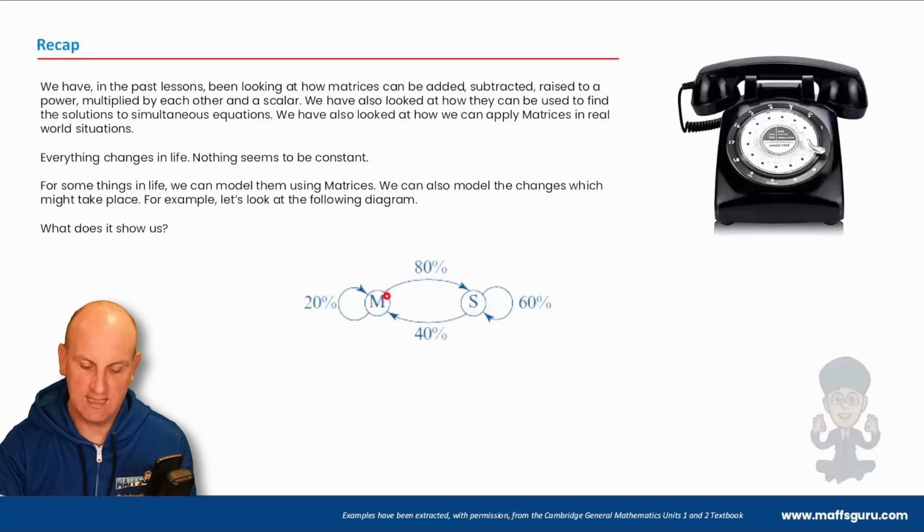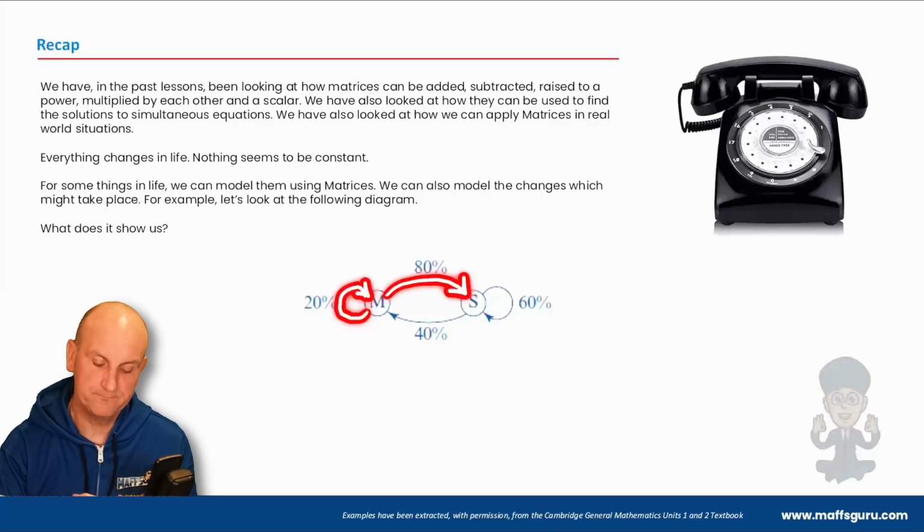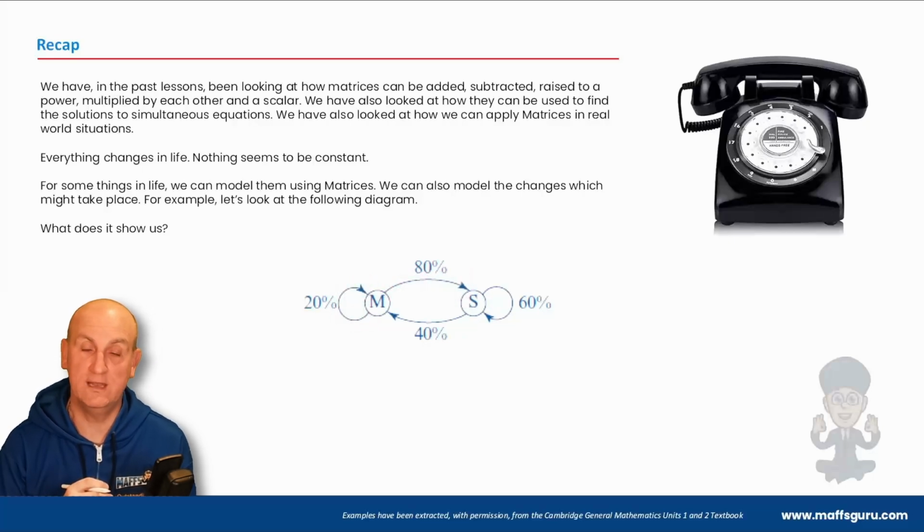What do you think this means? 80%. Well, it sort of makes sense that if 20% went to the movies, that 80% then must have stayed at home. Or at least 80% who went to the movies one week stayed at home the next week. This 60% says 60% of the people who stayed at home one week stayed home the next week. But 40% of the people who stayed at home one week went to movies next week.